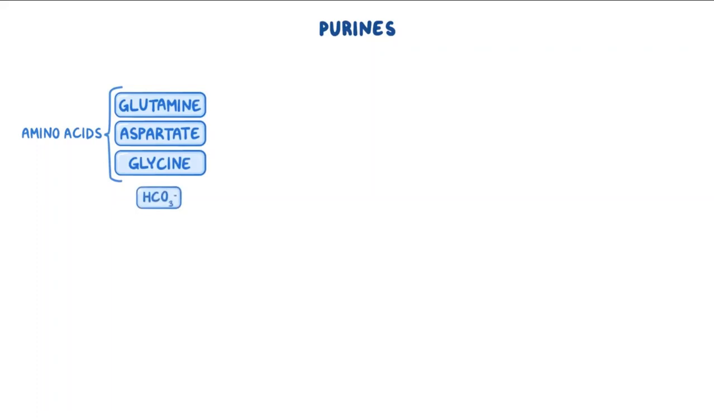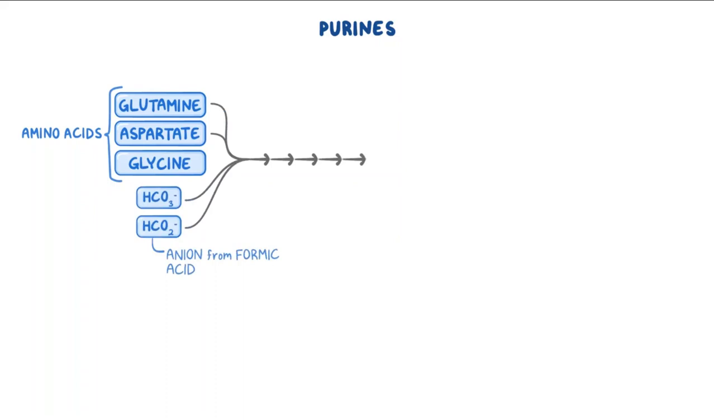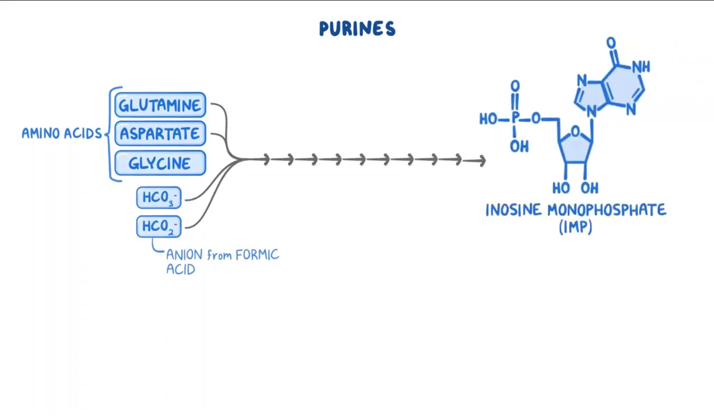Now, purine synthesis starts with the amino acids glutamine, aspartate, and glycine, together with bicarbonate and formate, which is the anion derived from formic acid. These undergo a 10-step pathway, and the result is inosine monophosphate, or IMP, which is sort of a generic purine. IMP can be converted to AMP and GMP.